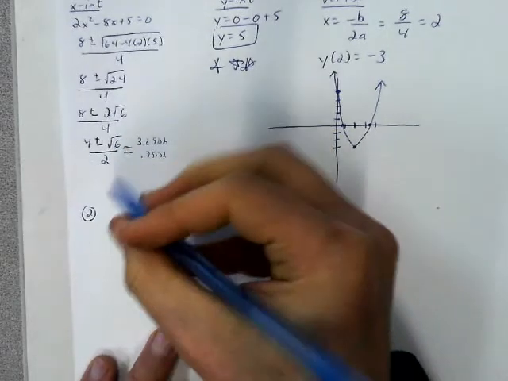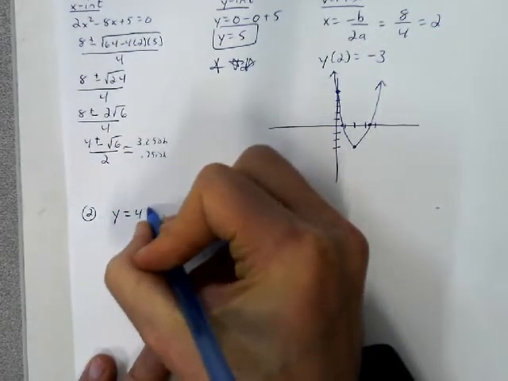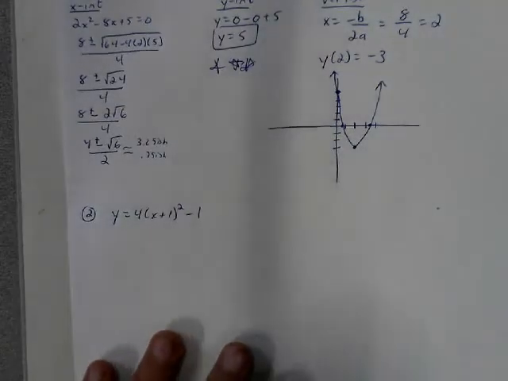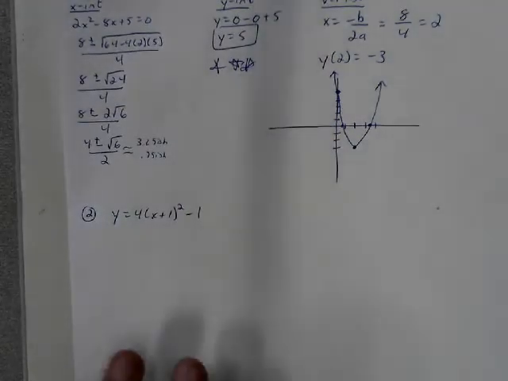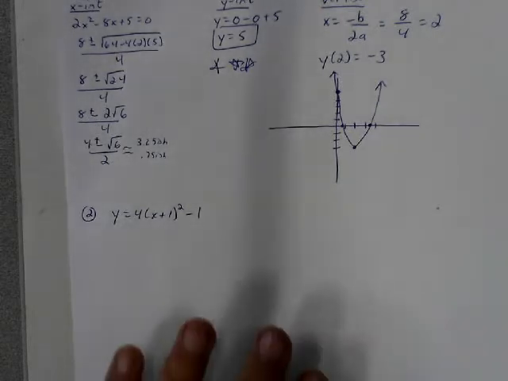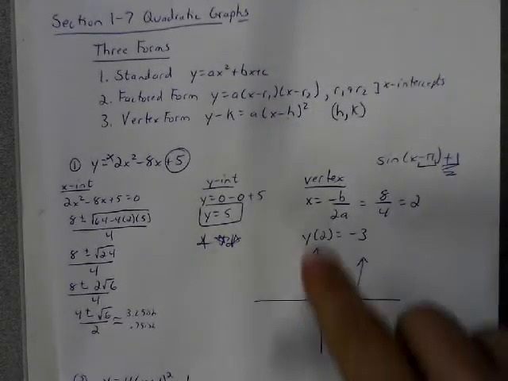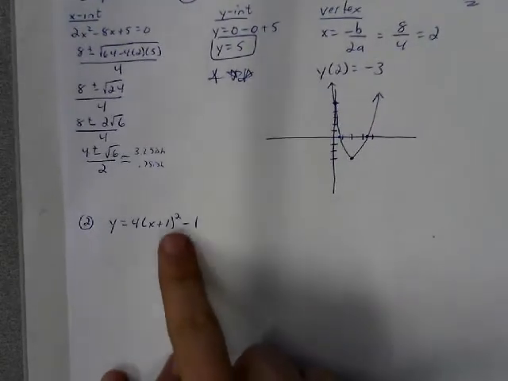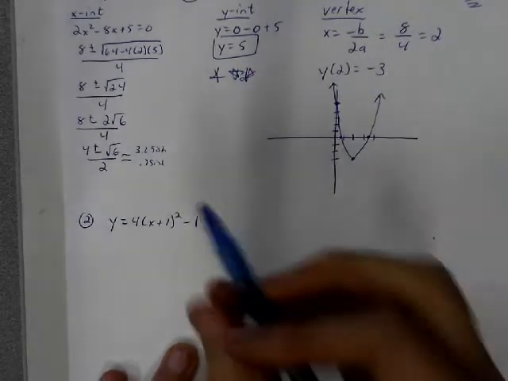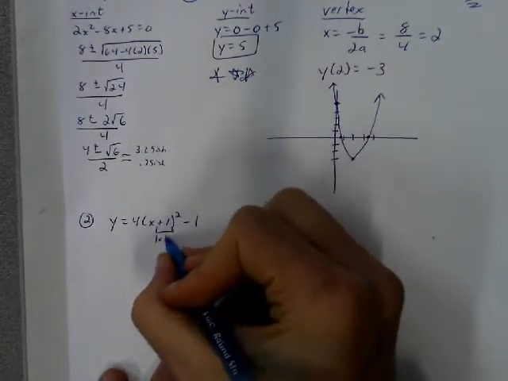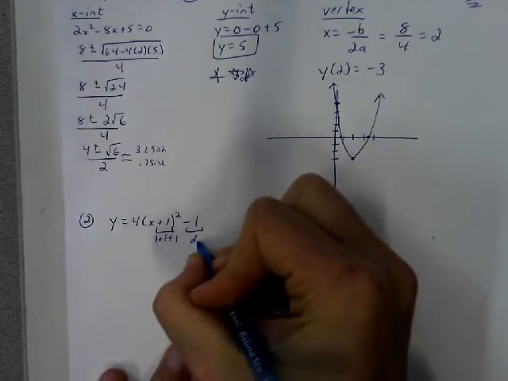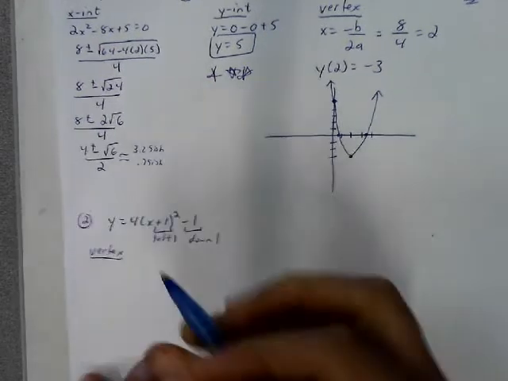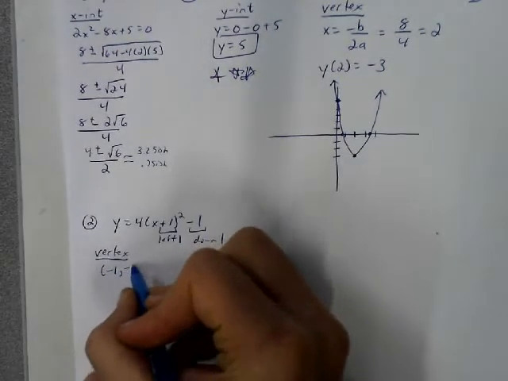Number 2. Y equals 4 times x plus 1 squared minus 1. Notice again, this does not quite line up with vertex form that was shown above. You can see up here I had k on the other side. I wrote it like this because in the end I think this actually makes more sense for you guys. Going back to last year, this moves to the left 1, down 1. Therefore the vertex is -1, -1.